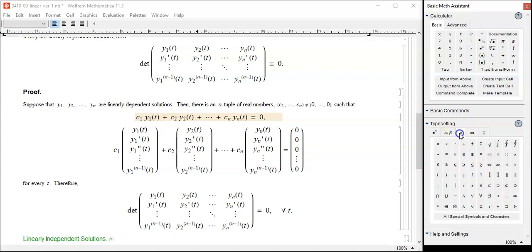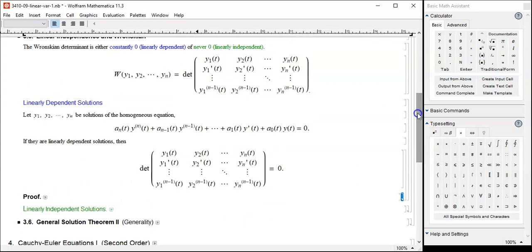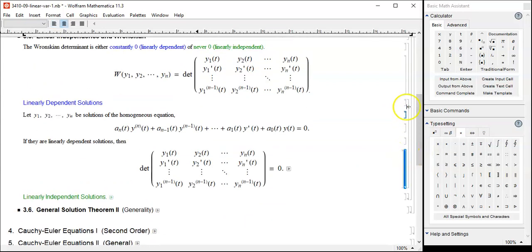For all t. But then again, this is equivalent to this expression here with these column vector functions. So that's true for all t. Therefore, for all t, determinant is 0. So determinant is constantly 0. We get that. So that was just his trivial observation.